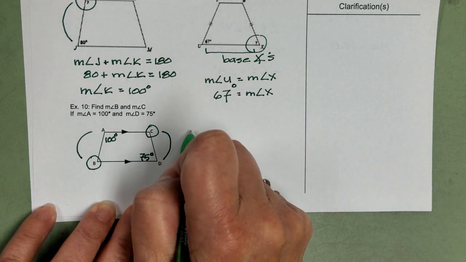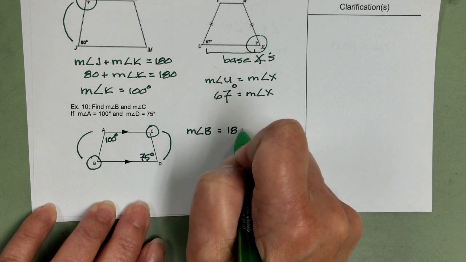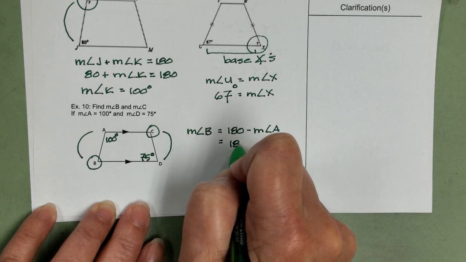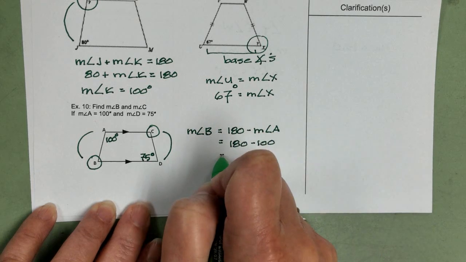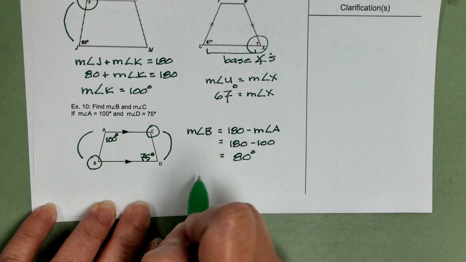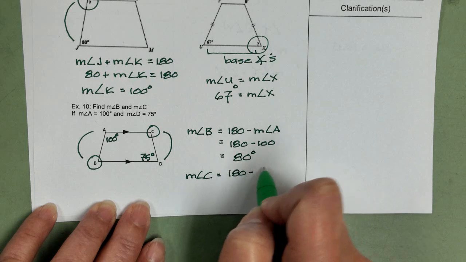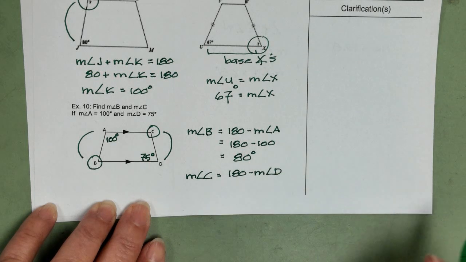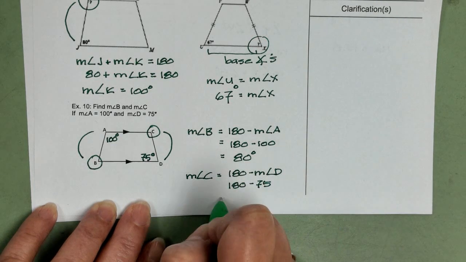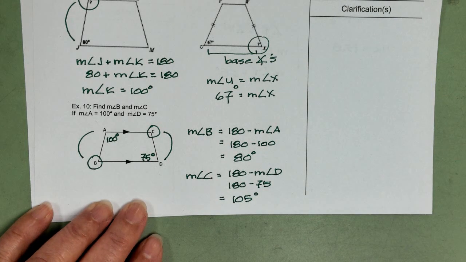So if I want to find the measure of angle B, it's going to be 180 minus the measure of angle A. 180 minus 100, which gives me 80 degrees. To find the measure of angle C, it is supplementary to angle D. So we have 180 minus 75. Angle C is 105 degrees.